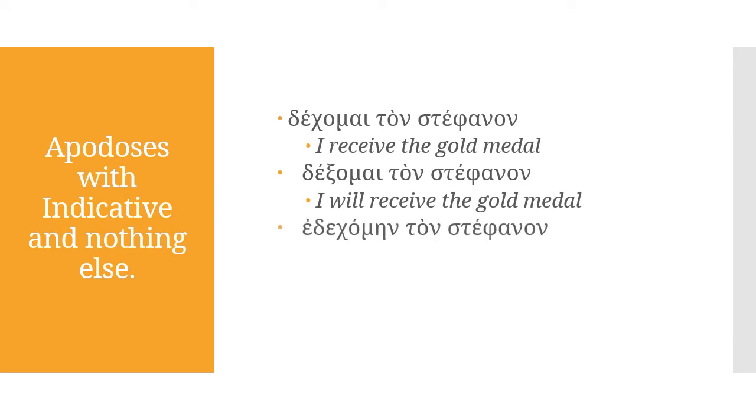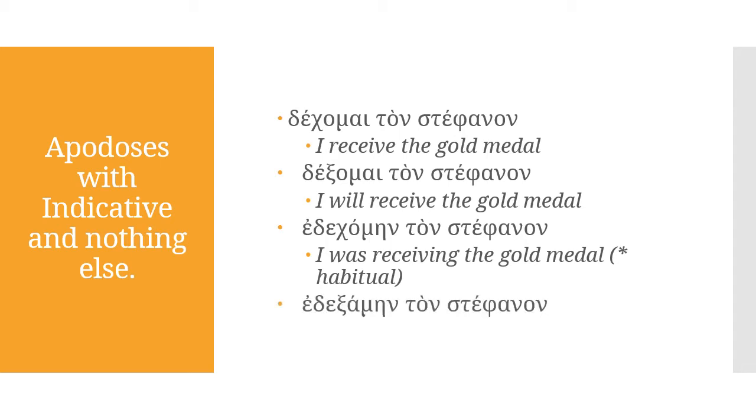Ἐδεχόμην τὸν στέφανον. I was receiving the gold medal. So here, edechómen is in the paratatikos, the imperfect tense, and probably is to be taken in habitual sense. I was receiving the gold medal on several occasions as I continue to win year by year. Ἐδεξάμην τὸν στέφανον. I received the gold medal. I won the gold medal. So aoristos on one occasion or as a holistic kind of viewpoint.